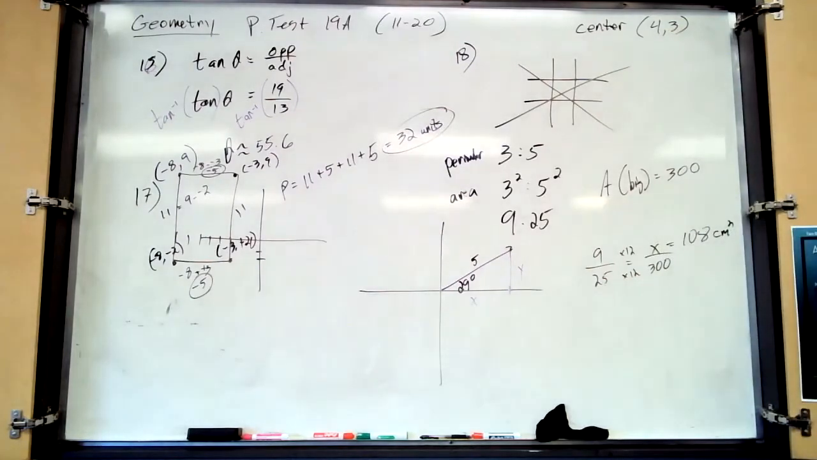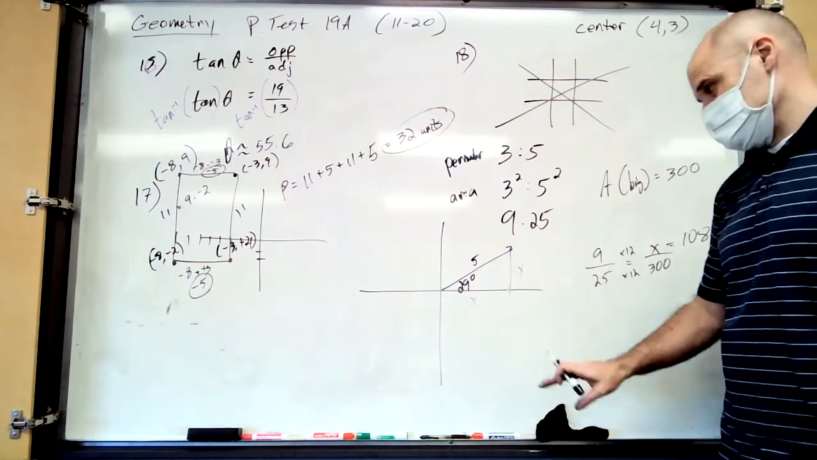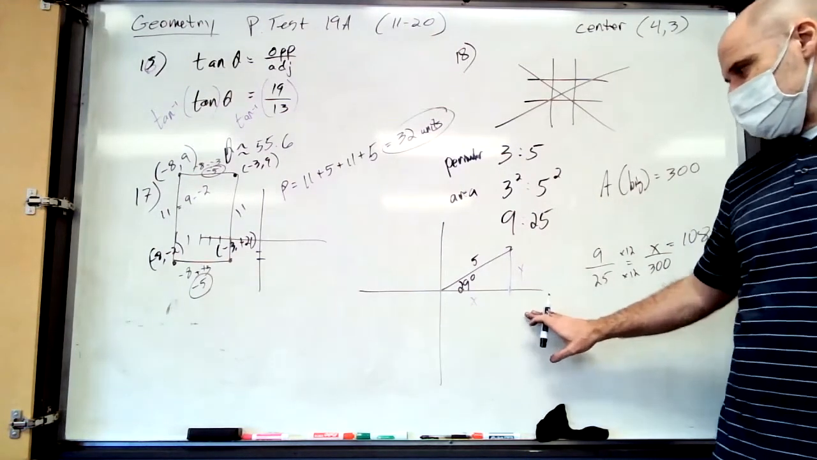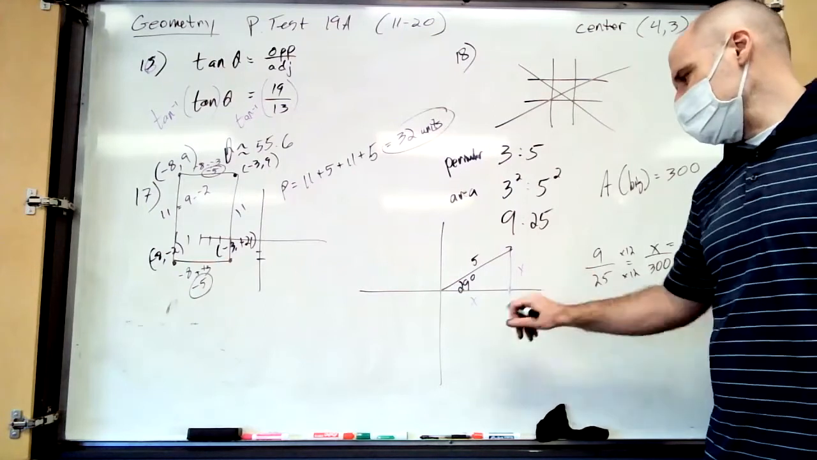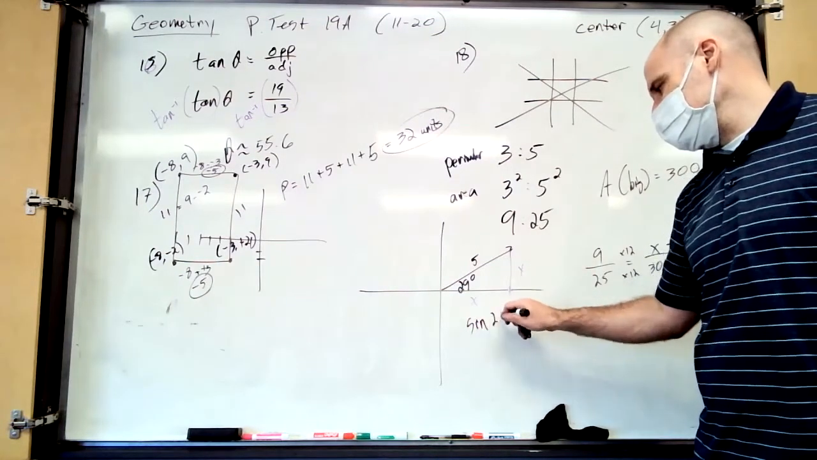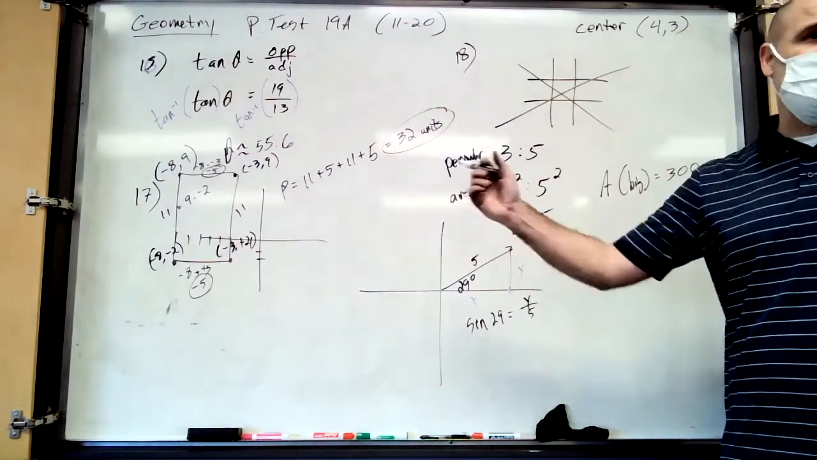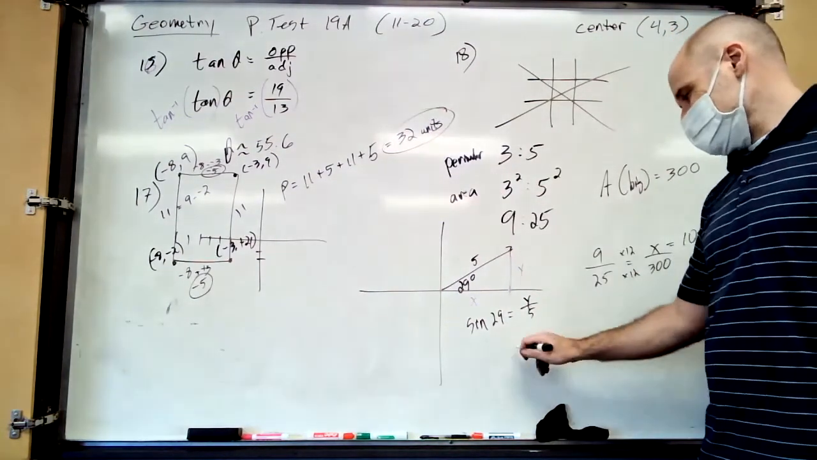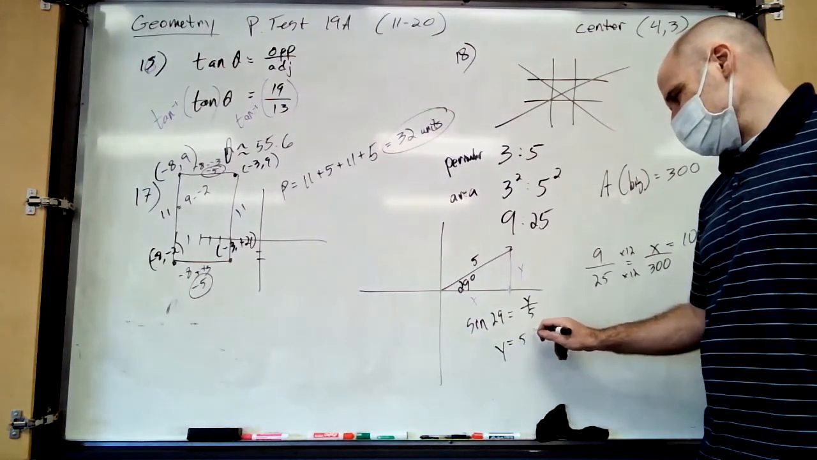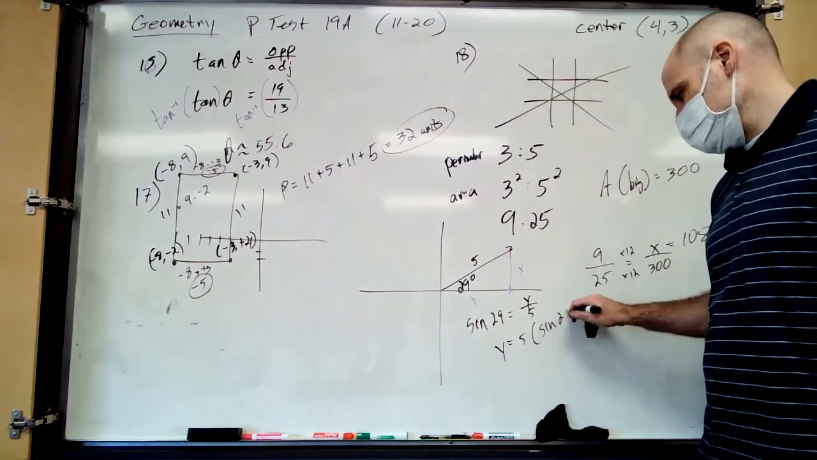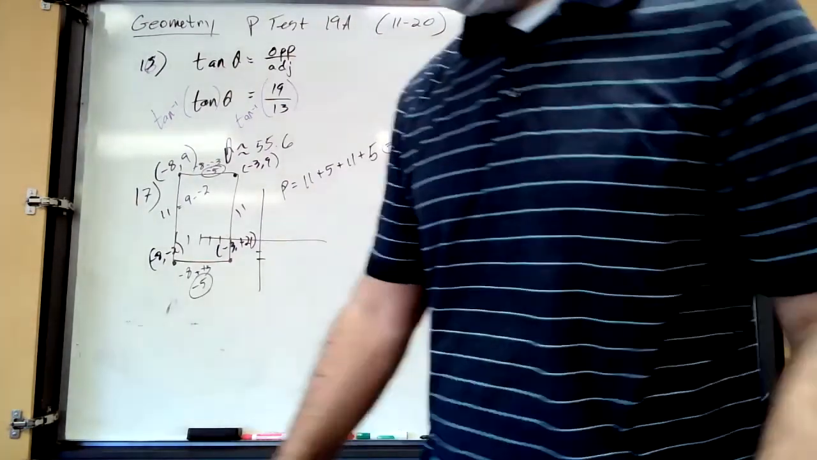Decomposing the vector means you're going to go right this much and up this much to get there. All right, so how do we find x and y? What trigonometry equations can we use? Let's find y. Sine of 29 is going to be y over 5 because it's opposite over hypotenuse. So y equals 5 times the sine of 29. Let's do that real quick.